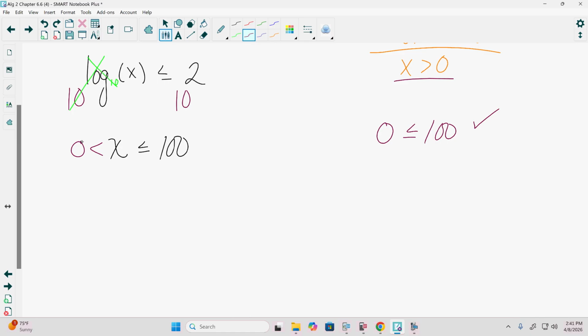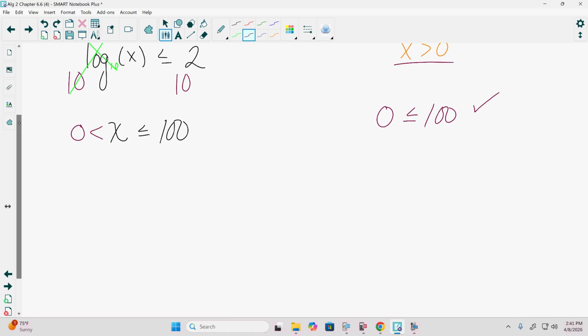Now we do need to make sure that the inequality arrow is pointing in the correct direction. Is it indeed 0 is less than x? We have it pointing in the right direction, telling us that the values of x have to be bigger than 0 and less than or equal to 100. And that's it. Questions on this here?